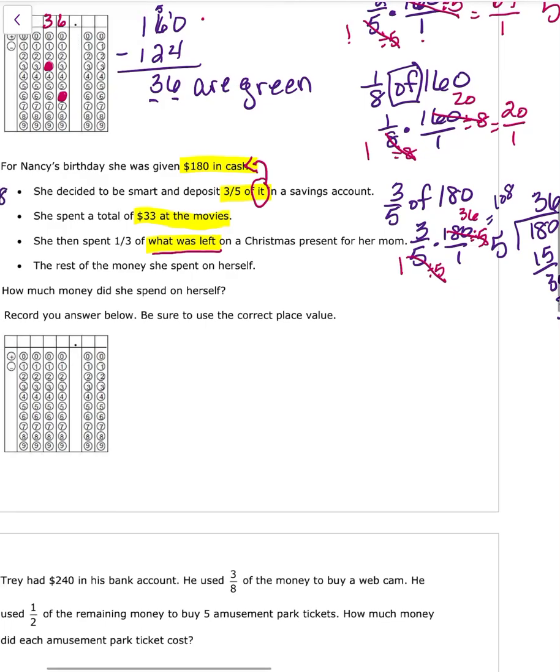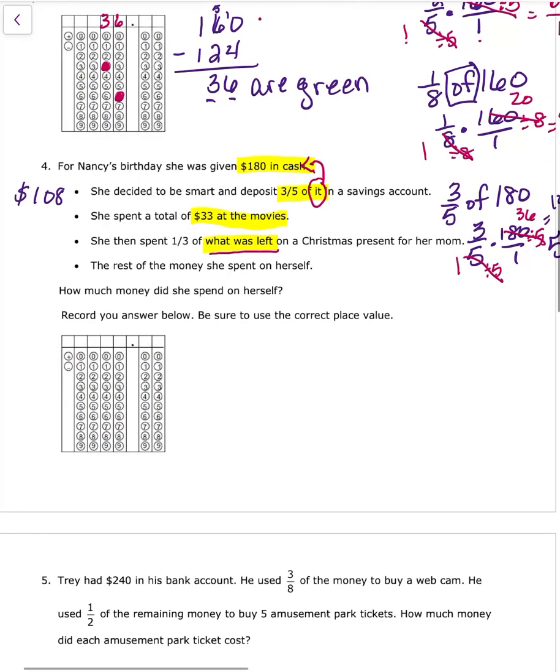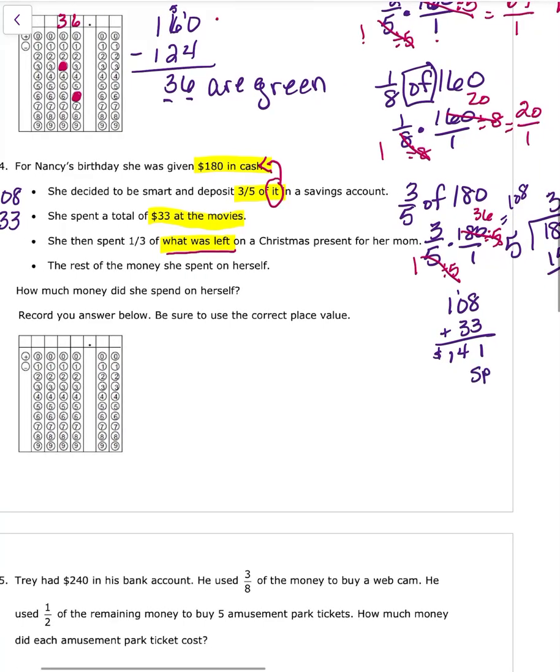Okay. All right. Then she spent a total of $33 at the movies. Do we have to do anything with that? No, she spent $33 at the movies. So that's just $33. No need to do anything extra for that. Then it says she spent a third of what was left. Well, how much money did she have left after she put the money in the savings and she spent? Okay, so we have to add that together, right? So altogether, she has spent so far $141. Right? That's what she has spent.